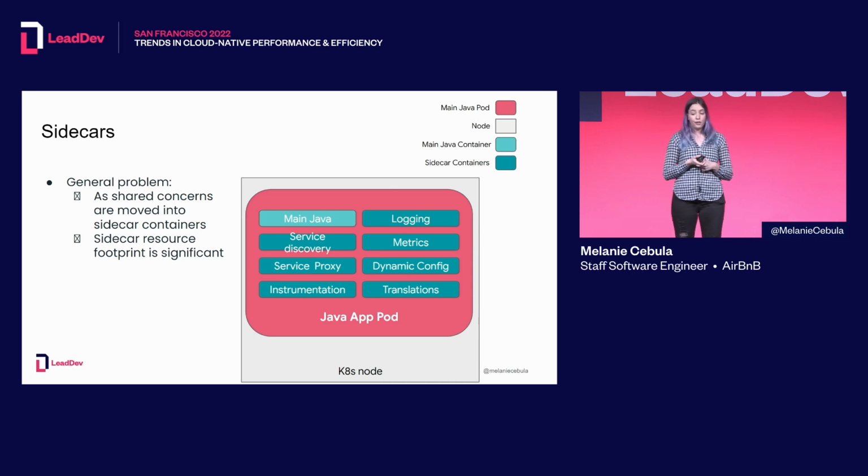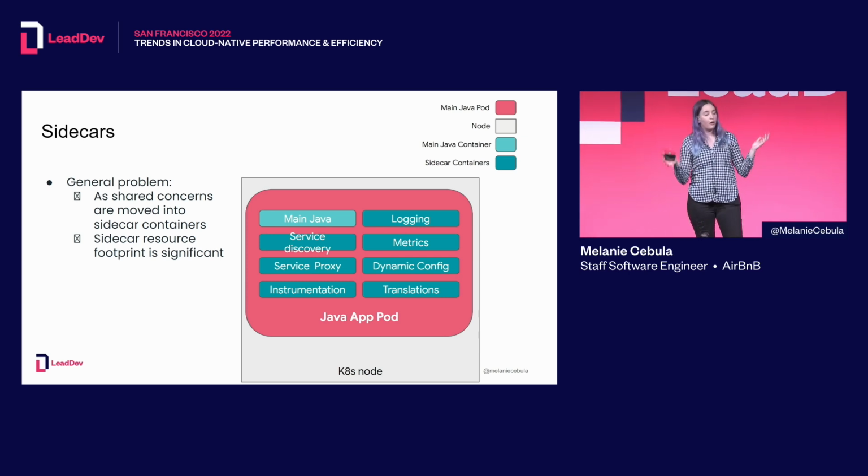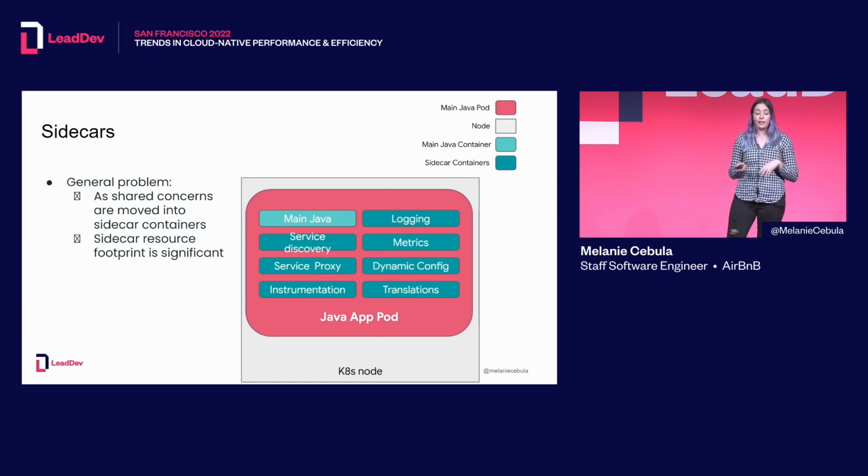And it's not just service proxies. A lot of shared concerns have moved from the application to these sidecar containers. So now we have application pods, each running all their sidecar containers, which adds up to a really significant resource footprint. With this model, we have to tune each sidecar for performance and efficiency.